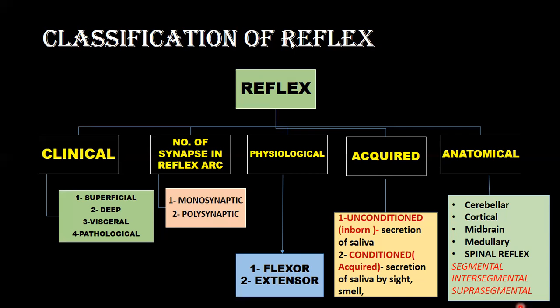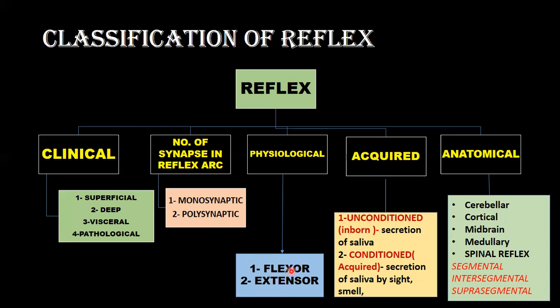So these are the things which we need to remember. Coming to physiological reflexes, we have classified them into two, that is flexor and extensor. What is flexor? Flexors are mainly protective reflexes. So another name of flexor is protective reflex. Write it as an MCQ. It might come. The property of this is to protect the body from harmful stimuli.